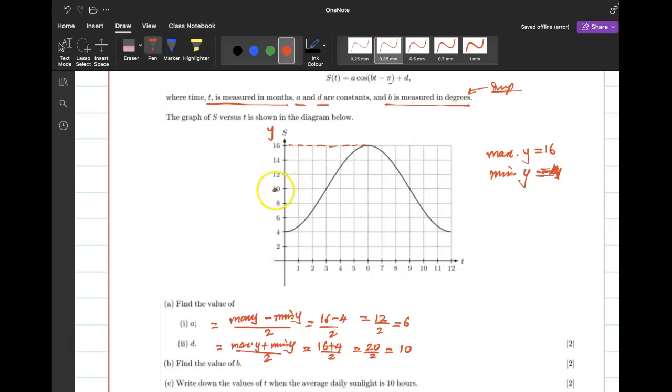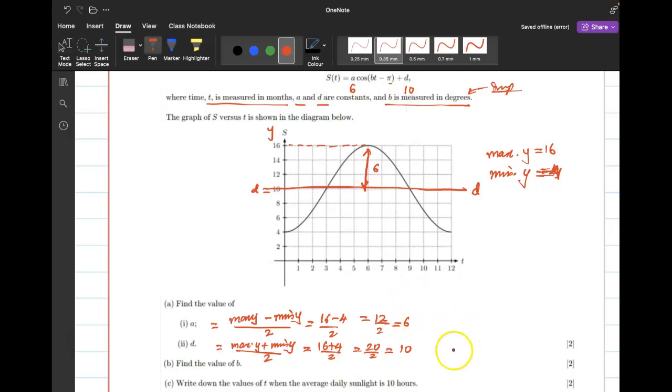There's one more way of looking at it. This middle line here is your D, which is 10. So basically your D is 10, and your amplitude is this distance. Correct? So from 10 it's going to 16, so amplitude is 6. So this amplitude is 6, and this D is equal to 10. That's another way of looking at it.